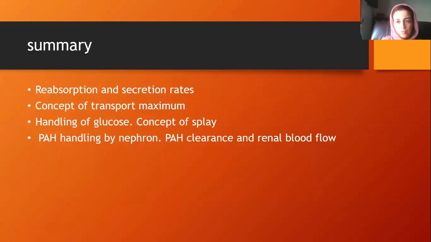So this was our discussion for today. We discussed the secretion and reabsorption functions of the nephron, and we discussed two important concepts: filtration rate and excretion rate, and what happens in between, that there can be reabsorption and there can be secretion, and how we can calculate them. We talked about the concept of transport maximum for two types of molecules: glucose, which is reabsorbed, and para-aminohippuric acid, which is secreted. And finally, we reviewed how PAH clearance can measure renal blood flow.